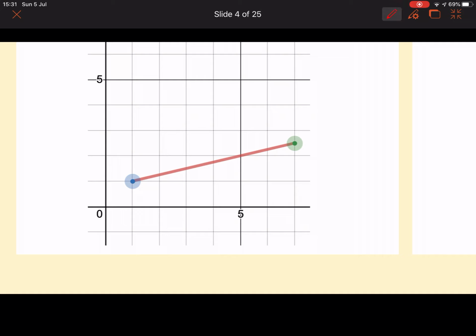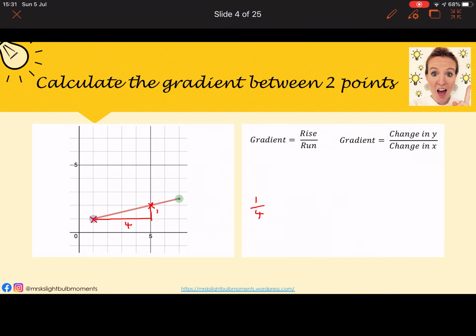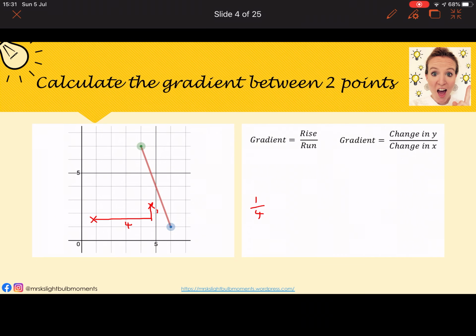So always look for ones which are on an exact intercept. You see this bit here? That's on an exact intersection, and this original one. So draw your triangle between those 2 points. It doesn't have to be the beginning and end of the line segment. So here our rise is 1 and our run is 4. So our gradient is 1 over 4. You can see it's quite a shallow line there. Okay, so just look out for where to draw those triangles. Next one. Have a go at that one.